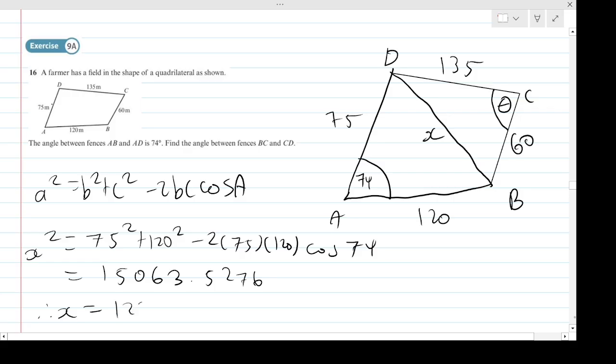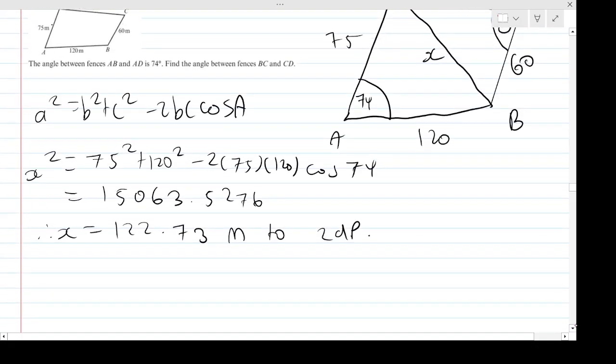It's going to be 122.73 meters to 2 decimal places. Now, because that's not the final answer and I will need that, do I round it, or do I write the full thing the calculator gives me? The calculator has a store function, so I could just store my answer.